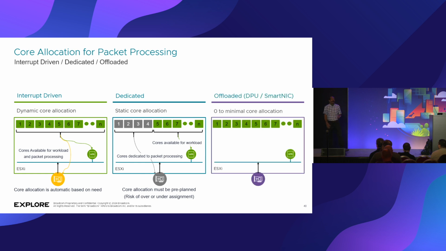The third mode is the offloaded mode. Here, all of the processing is offloaded to the NIC card. And so all of your CPU cores are available for your workload. And you need to figure out whether this is the path you go, in terms of how many cores you have and so on and so forth, right? So that's the DPU case.